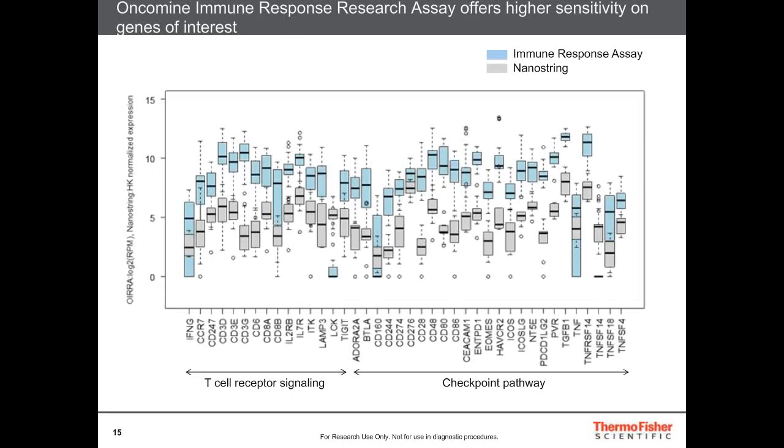In addition, we can see that the Oncomine immune response assay offers higher sensitivity on genes of interest. The blue is the immune response assay, the gray is the Nanostring, and you can see that the immune response assay has higher sensitivity. Again, this is most important for low expressing genes, where you want to be able to distinguish expression from non-expression and changes in expression values.